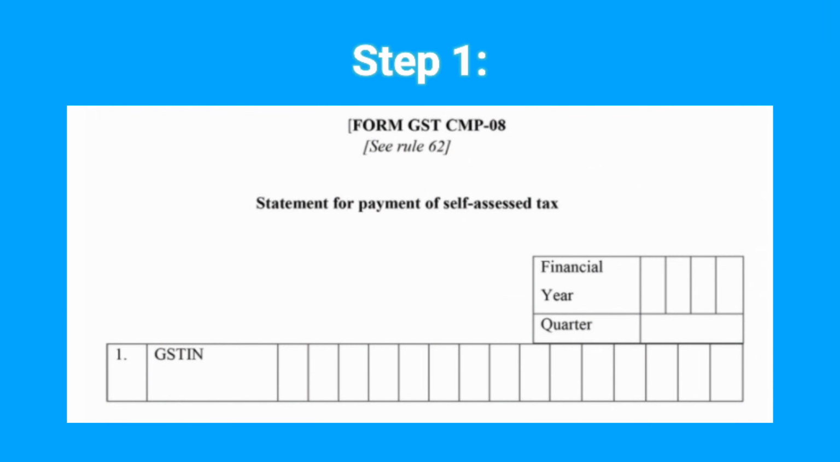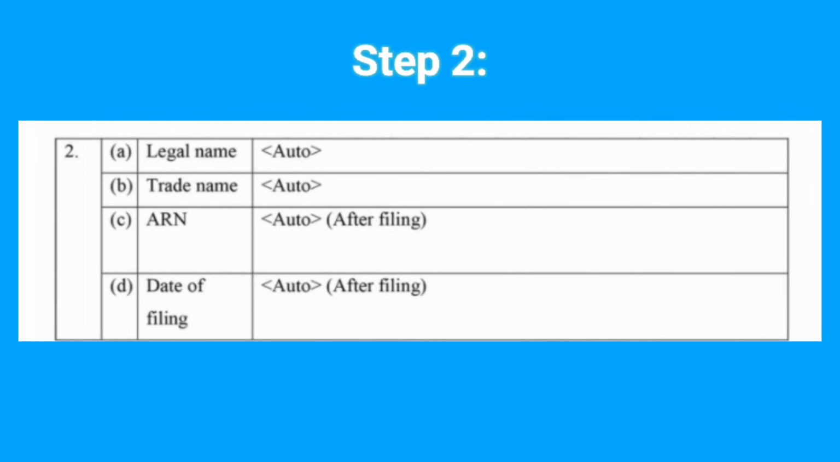So, how can a taxpayer fill this form? Step 1. A taxpayer has to enter his or her GSTIN details. Step 2. Once the GSTN number is entered, primary information such as the legal name and trade name will be autofilled. The same statement will be updated for the ARN, that is the application reference number, and date of filing once the payment is done.